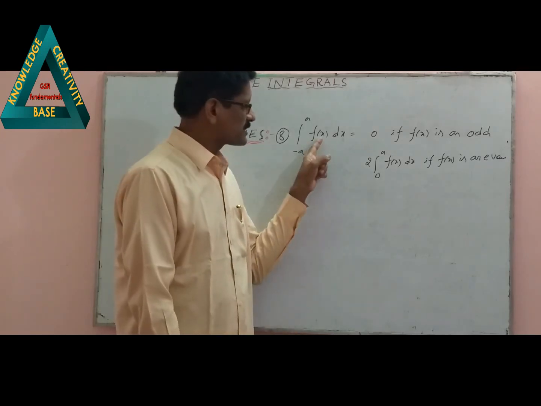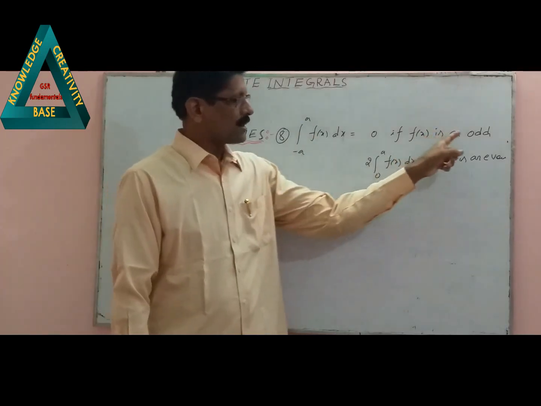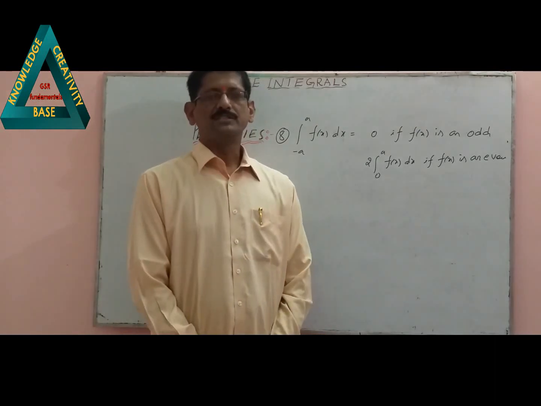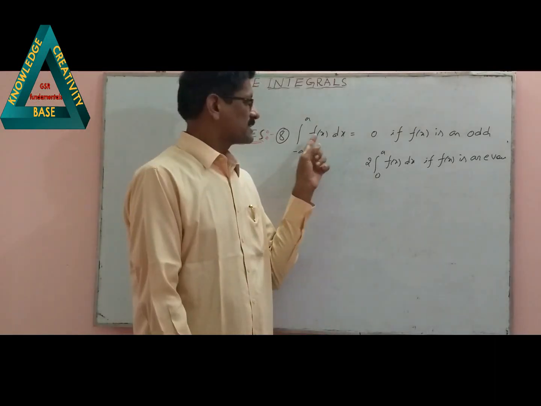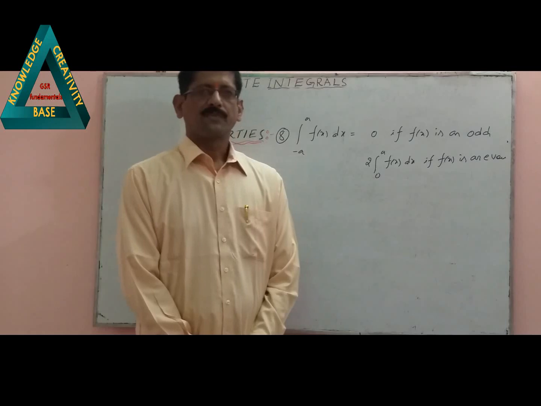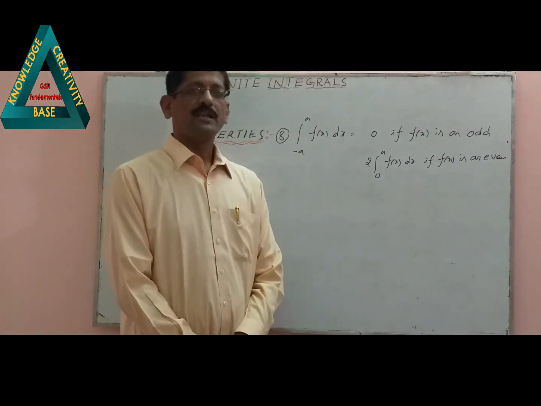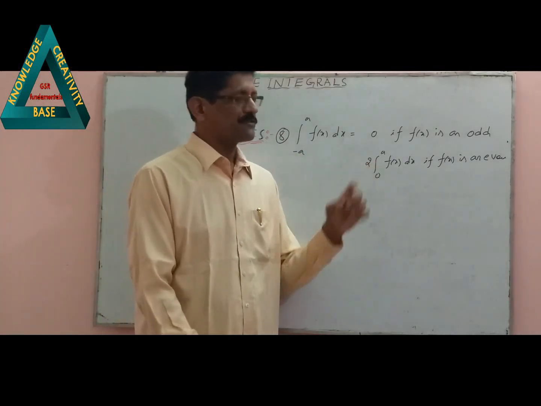Suppose the integrand function, the f of x function, is odd, the definite integral value is 0. Suppose f of x is an even function, this definite integral value is 2 times the integral 0 to a f of x dx.